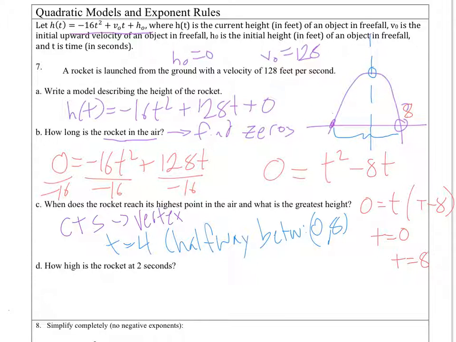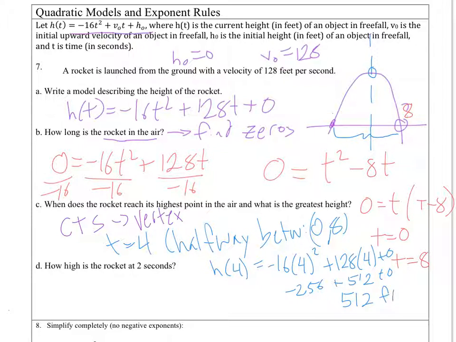All right, and then to figure out what that height is, I've got to plug 4 into my equation. So h of 4 is equal to negative 16 times 4 squared plus 128 times 4 plus 0. Negative 16 times 4 squared is going to be negative 256. 128 times 4 is going to be 512. Plus 0, the whole thing is going to be at 512 feet.